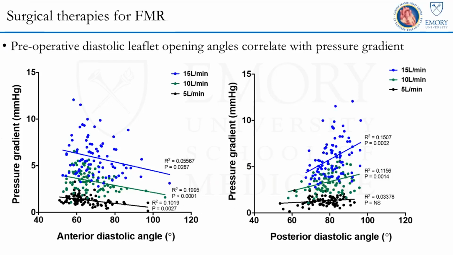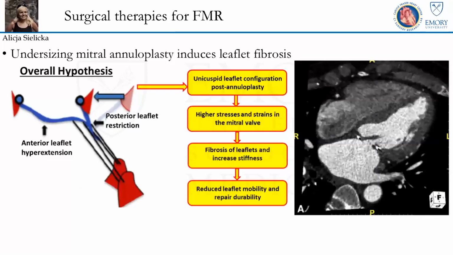So when we put all of that data together, what we observed is that the pre-operative opening angle of the anterior and posterior leaflets were highly predictive of the post-operative gradient across the valve after you perform annuloplasty. And this could be used as a planning tool for understanding which patients may need what type of repair.